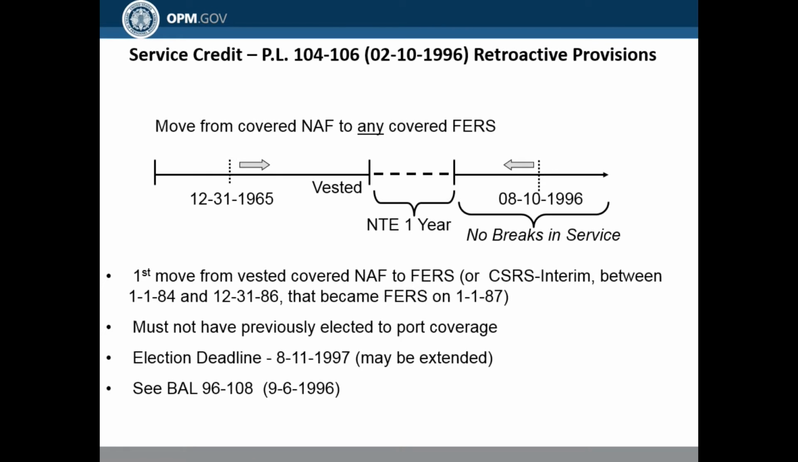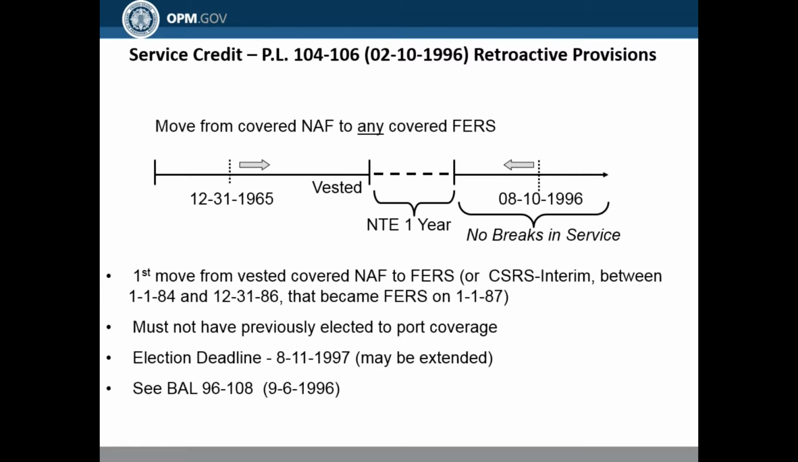Service credit under Public Law 104-106, which went into effect on 2/10/96, the retroactive provisions, covers any period of time as of 12/31/60 after 12/31/65. Again, you're going to notice that the person would have had to have been vested in the retirement plan, and they moved from any NAF to a covered FERS position. The break had to have been less than a year, and there were no breaks in service, and that move to the appropriated fund position would have had to have taken place prior to 8/10/96.